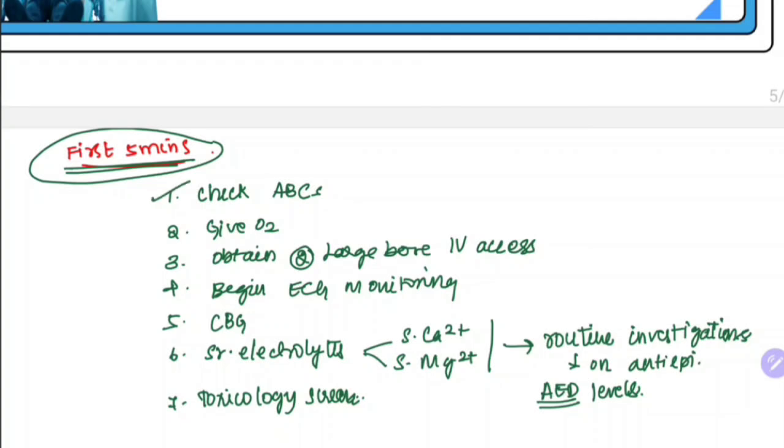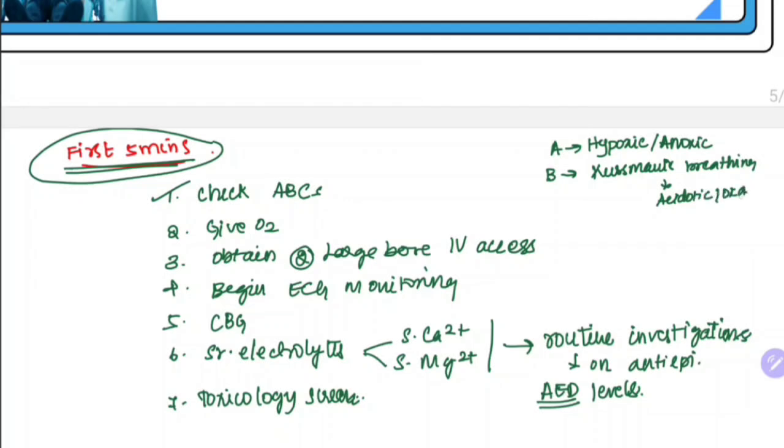Say the airway is not patent, or the patient has an irregular type of breathing. Very importantly, if the airway is not patent, the patient could be in a hypoxic or anoxic state, and this could be the cause of the status epilepticus or the continuous seizure. Breathing: if you find he is having a Kussmaul's breathing pattern, what we can suggest is the patient is acidotic or probably a case of DKA.